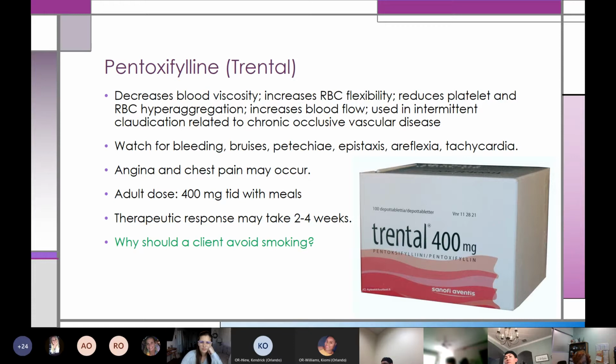We know that we're going to watch for certain things such as bruises and petechiae. There can be angina and chest pain. That's a key. I should have marked that for you. That's unusual for us to see something like that. But if a patient is on this particular medication and they have a little bit of anginal pain or chest pain, that could be caused by that medication. Okay. There's a usual dose.